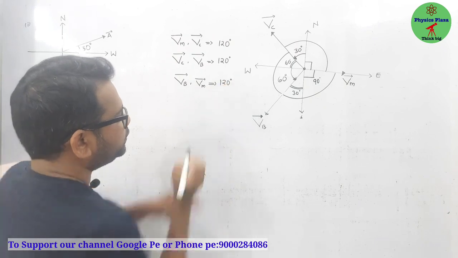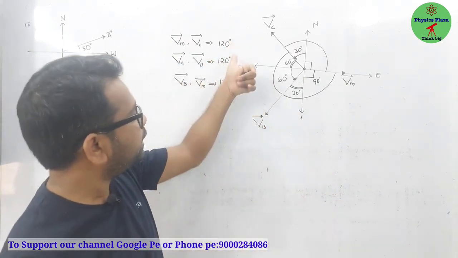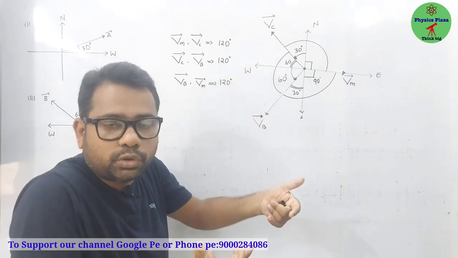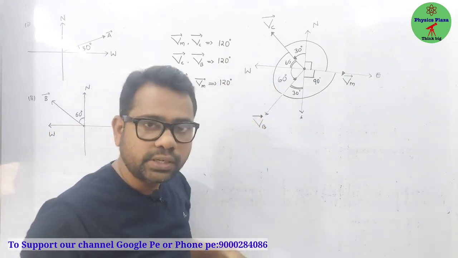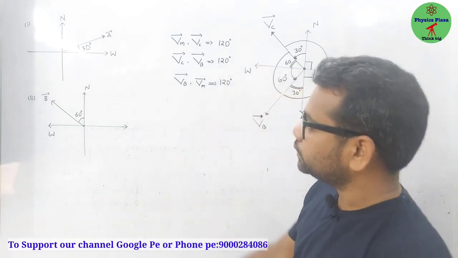So it is not that you will always get the same angle. It depends on the data given. Now we are able to take the angles. How are we able to take the angles? Because first we drew the vectors. The direction of vectors is very important. Is it clear? Fine.